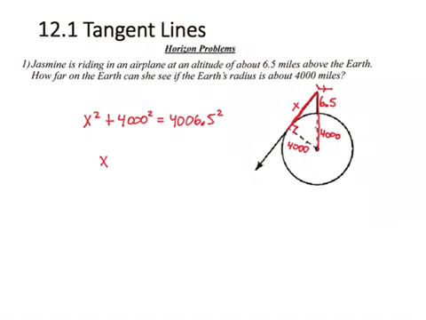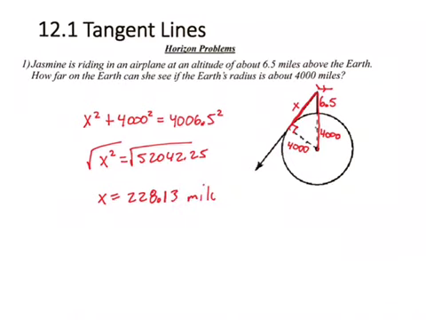At this point, I'll end up with x squared equals 52,042.25. So the last step will be to square root both sides. And we get x equals 228.13 miles. So Jasmine can see 228.13 miles on the horizon from a height of 6.5 miles above the Earth.